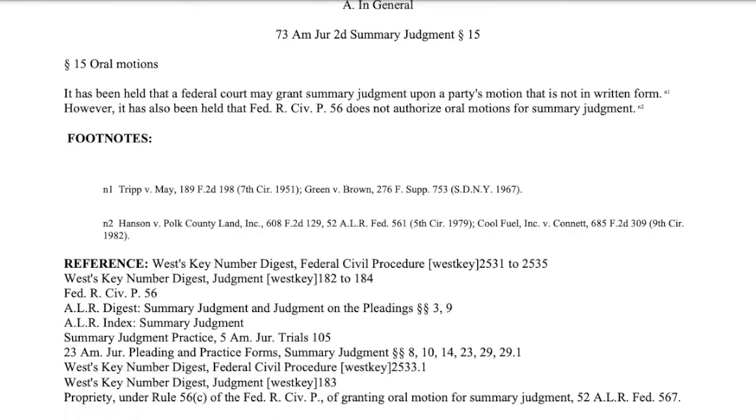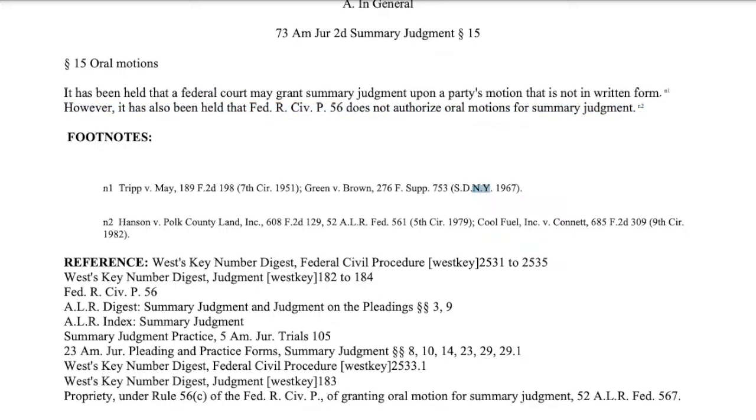Wow, we're on to oral motions. It has been held, this is section 15, that a federal court may grant summary judgment upon a party's motion that is not in written form. However, it has also been held that Rule 56 does not authorize oral motions for summary judgment. No, what state was that then? It's footnote 1, New York, 1967. But 1982 says that you can't have oral motions.